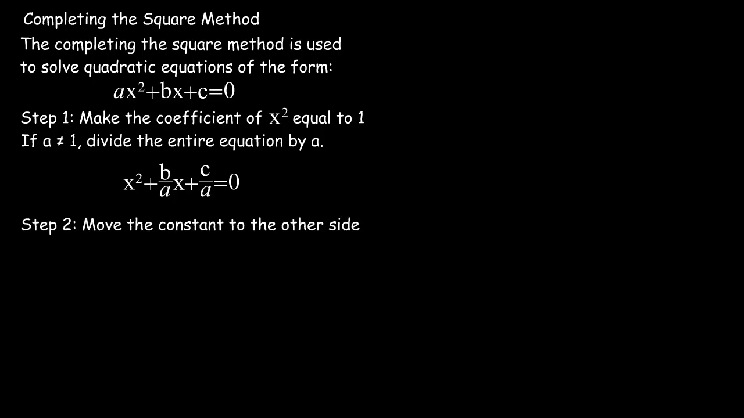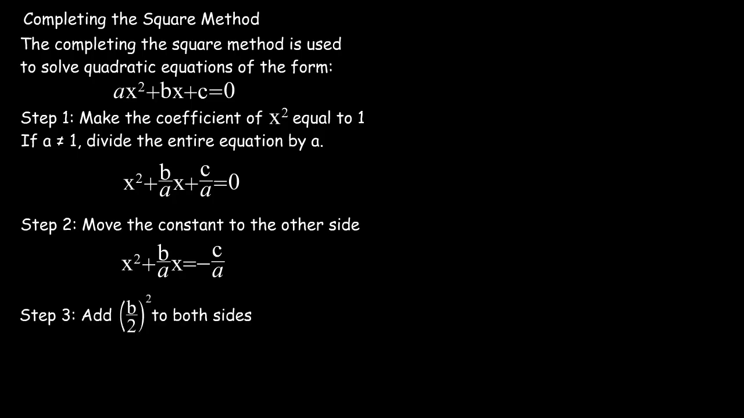For step 2, we move the constant to the other side. Our constant is c over a. It becomes x squared plus b over a x equals minus c over a. Don't forget our sign when moving the constant.